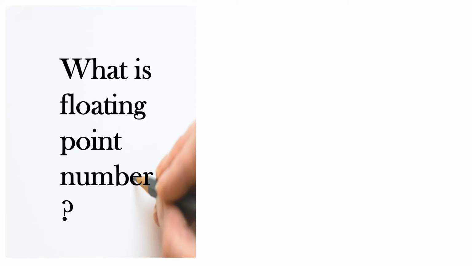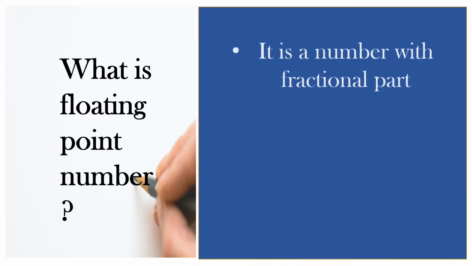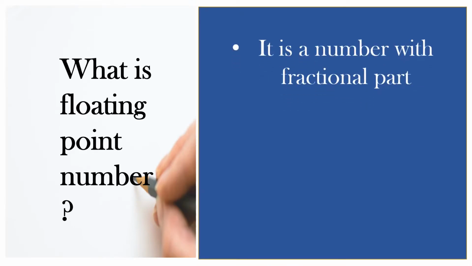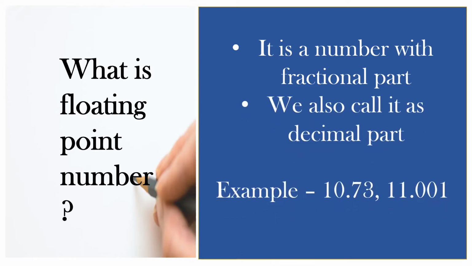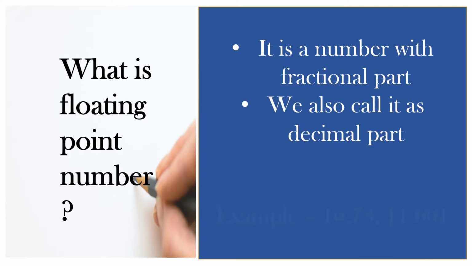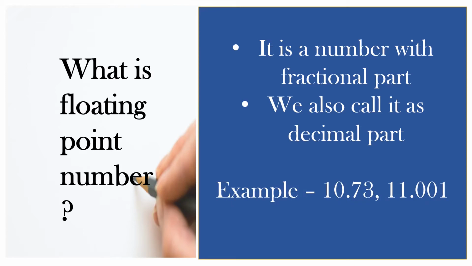Let's start with understanding what is a floating point number. It's not a whole number, it's a number with a fractional part. We also call it the decimal part. For example, 10.73, 11.001, etc. are floating point numbers. You can also call them decimal numbers.